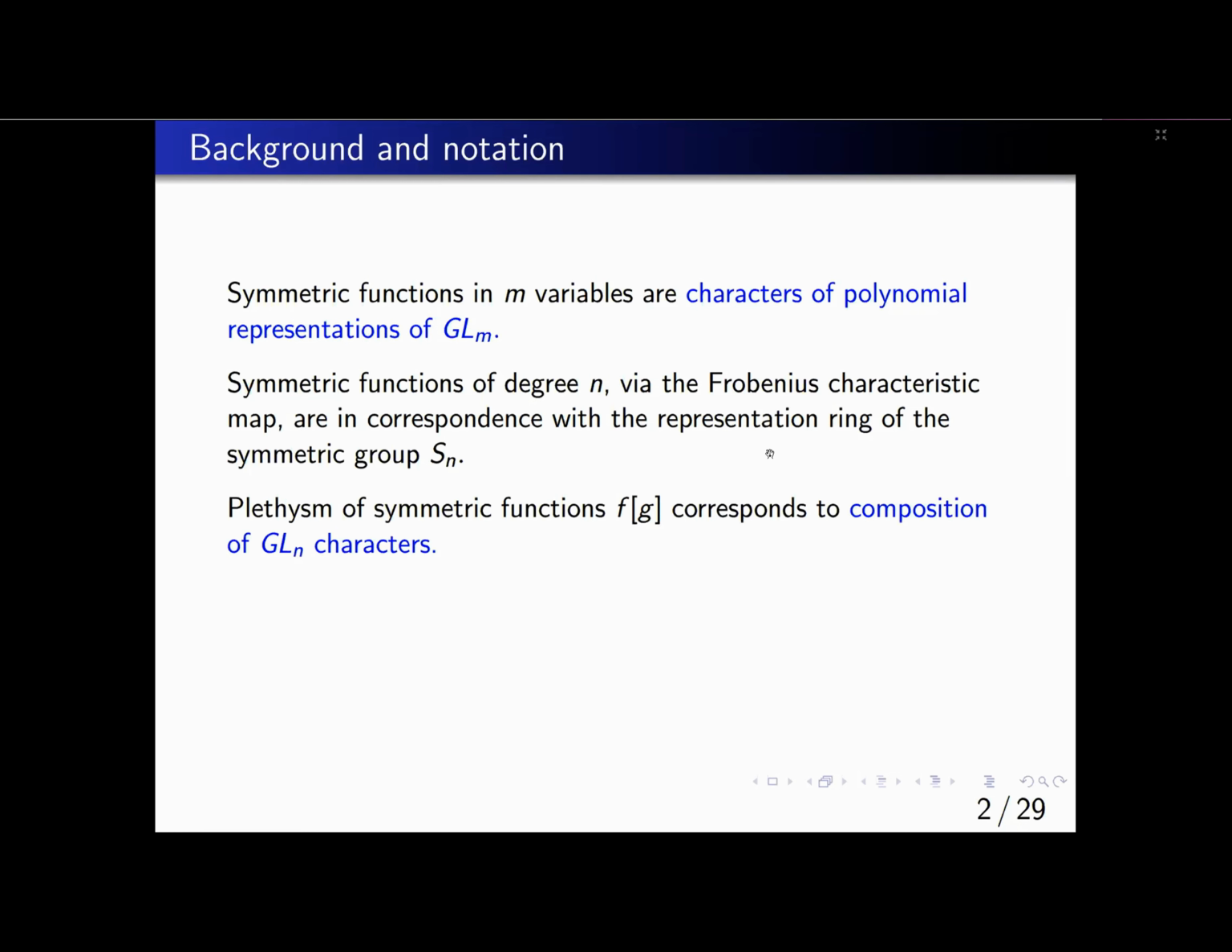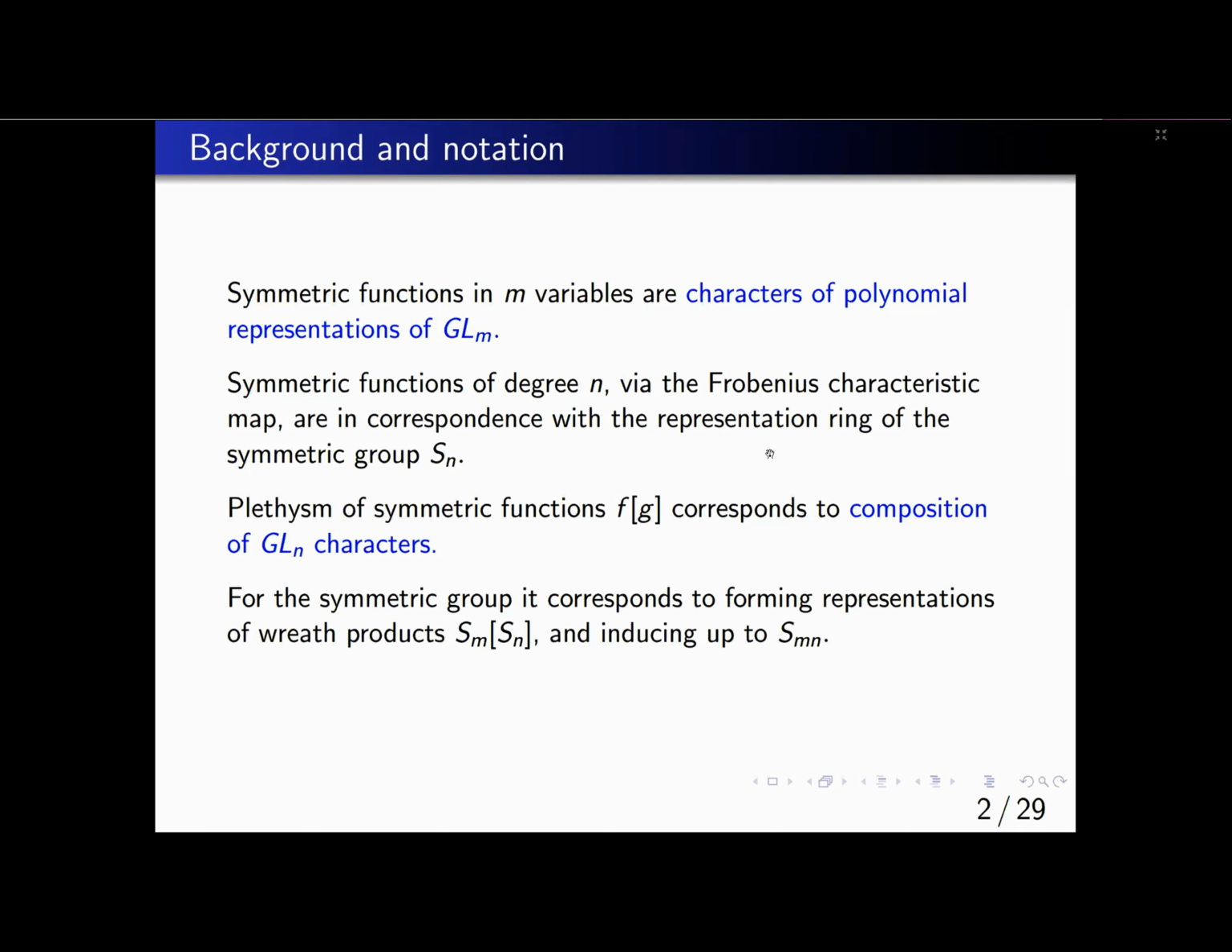Okay, so what is plethysm? Like I said, I'm not going to tell you how to compute it, but you should think of it as composing GL_n characters, going from one module to another. For the symmetric group, it's a little bit messier to describe, so that's why I'm going to try and avoid it, but it corresponds to Reiss products, taking Reiss product representations.